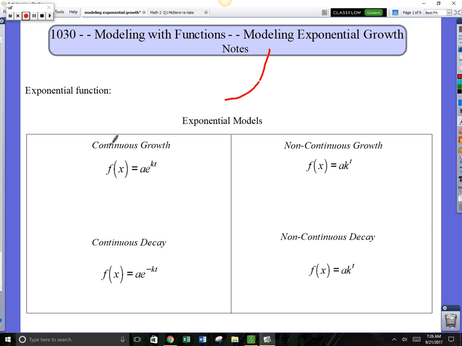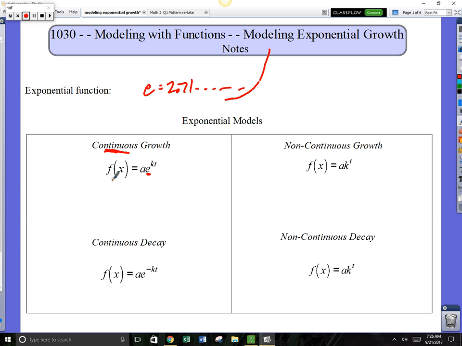So there's kind of two types. Continuous growth. Continuous growth happens every second of every day. It's something that is continuously happening, and that kind of introduces e. So e is just like pi. It's a number, 2.7 something, an irrational number, a decimal that goes on forever, and it usually shows up when things are continuously growing or decaying. So your function here, this f of x, this is the end amount.